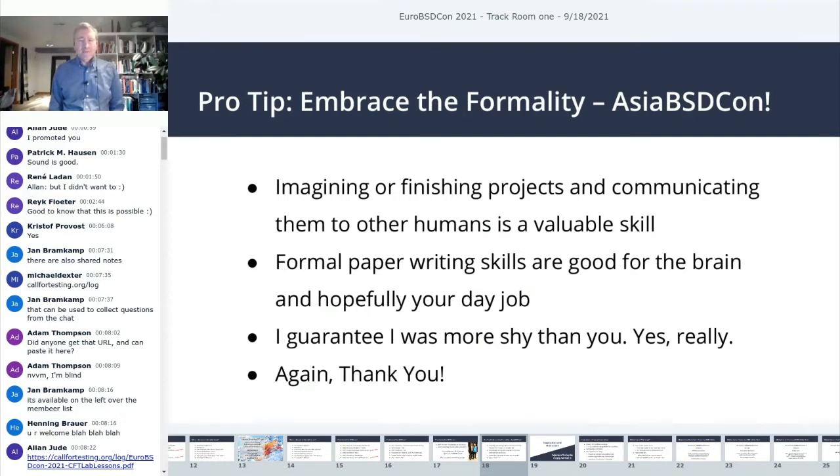So on that very point, as I wrap it up, do embrace the formality. Christoph, you are right. Yes, writing a paper is good for the brain. It's good for your career. Being forced to communicate an idea, a project, a something is indeed important. It's good for your, again, brain, your career, you name it. And I guarantee I was more shy than you. I promise I was, believe it or not. It's just a skill to do this. And then once you get passionate, it gets kind of wild.